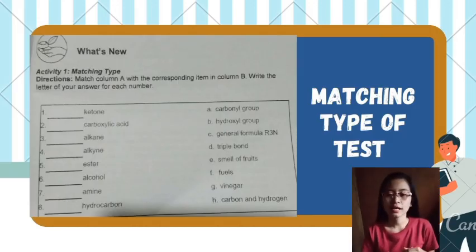So here is an example of a matching type test. As you can see, it has set A in the first column and set B in the second column, or what we call column A and column B. Column A contains the questions, while column B contains the answers or the options to the questions in column A.